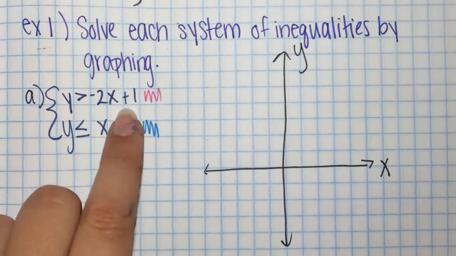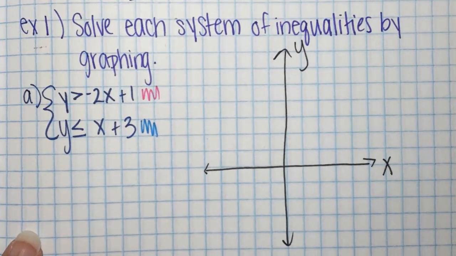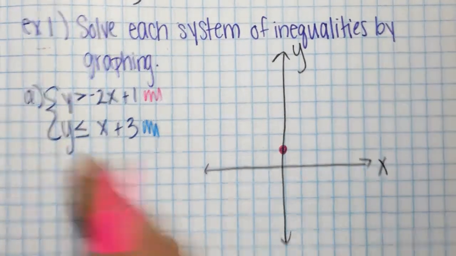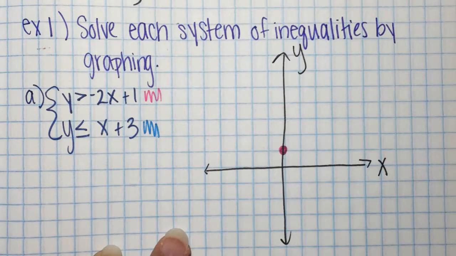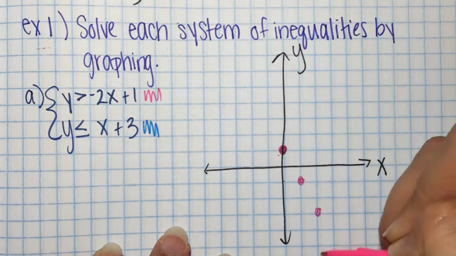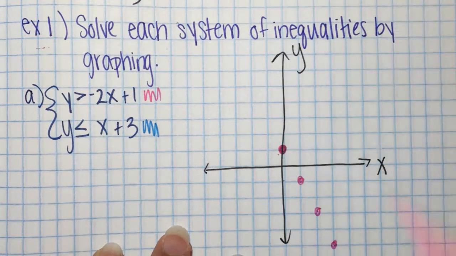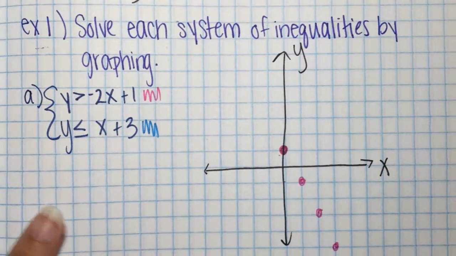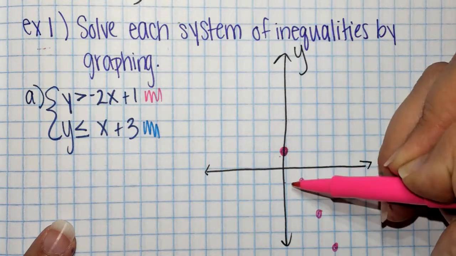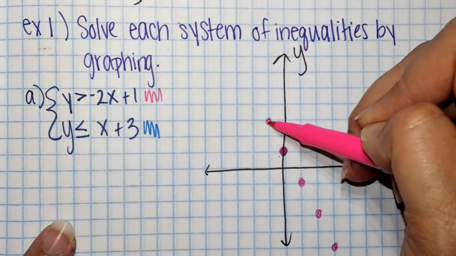Okay, so can anybody tell me how to graph this pink line? I start at 1 on the y-axis. And then is my slope positive or negative? Negative, so I'm going to go down 2, right 1, down 2, right 1, down 2, right 1. Now, remember with inequalities we need to go all the way across. So should I also go up and left? Yes.